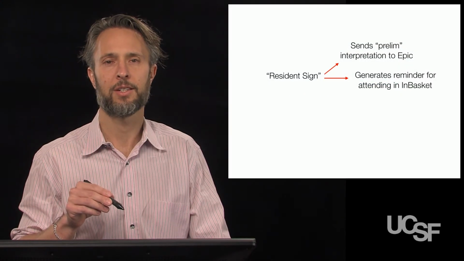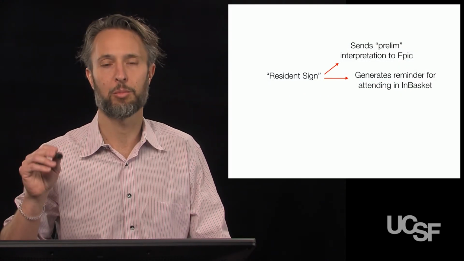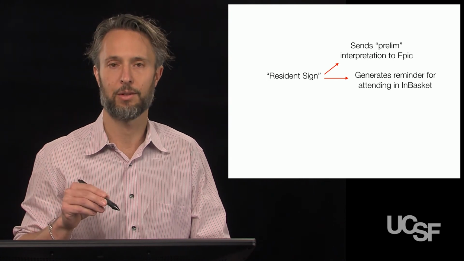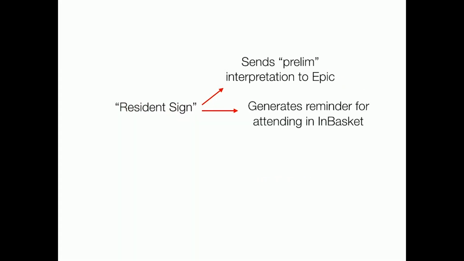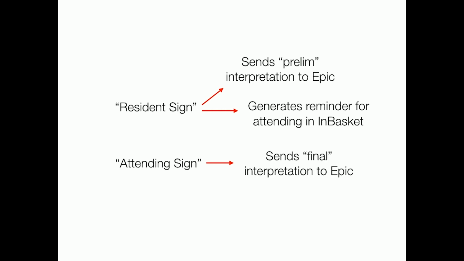If you're a resident, your signature will now send a preliminary result back to Epic, and then also generates a reminder for your attending to say, hey, now it's time to do your part and put in the attending signature. The attending signature then sends a final report to Epic and resolves any outstanding deficiencies in the in-basket.